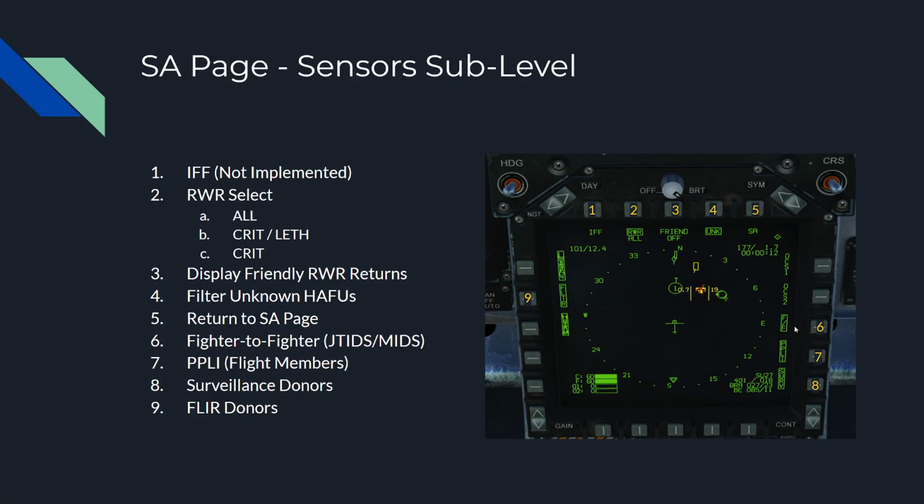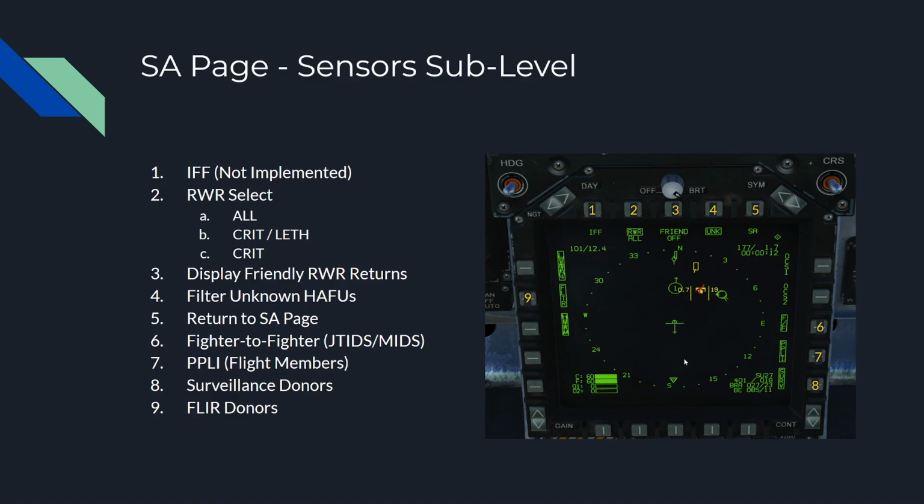The friendly to friendly, or FF, is going to be your fighter to fighter link, between you and these guys out here using JTIDS MIDS. PPLI is going to be between you and your own flight members. So if I didn't want to see returns from these guys, I would just turn off the FF one. But if I still wanted to get returns from my flight, I would keep PPLI on. And SURV is the surveillance donors, or the E-2 that you're going to get.